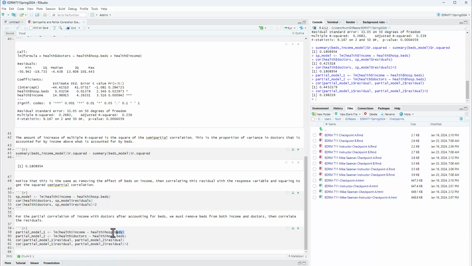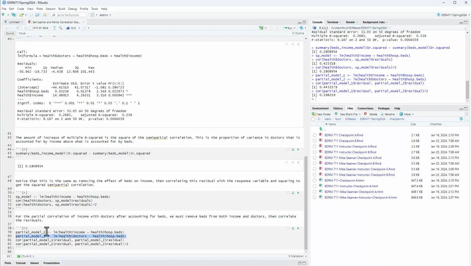I regress income on beds. That is, I'm taking into account the effect of beds. What would the residual of that be? Everything else after beds has been removed. And then I look at beds predicting doctors. That is, I regress doctors on beds. What would the residual of that be? Everything else other than beds. So I've removed the variation of beds from income and the variation of beds from doctors.